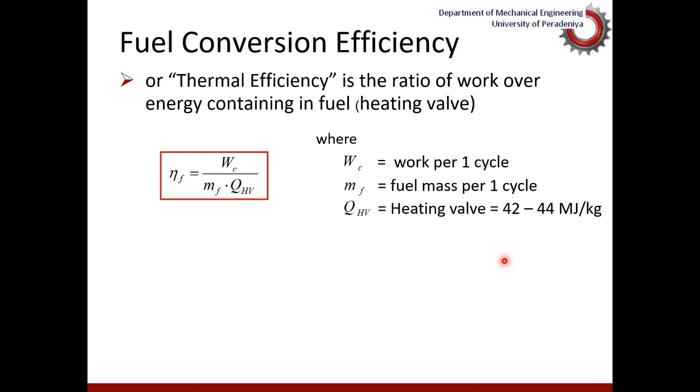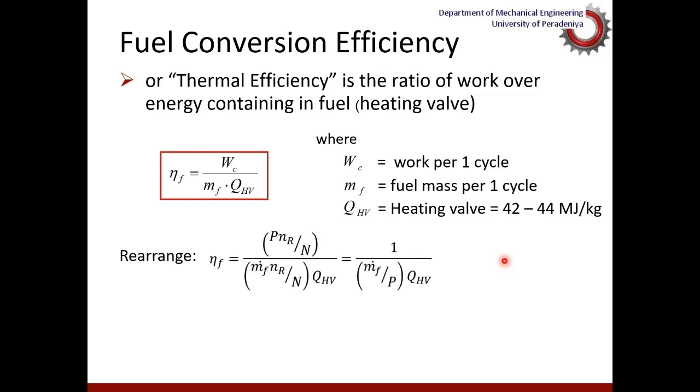Now, again, when you look at MF and WC, these are per cycle quantities which are very difficult to estimate or calculate. Accordingly, we prefer to have them in the form of rate of change of work or rate of change of fuel. So that is power and mass flow rate of fuel. You can convert this WC and MF into flow rates and power by using the same conversion that we looked at earlier. And accordingly, we can represent the thermal efficiency like this.